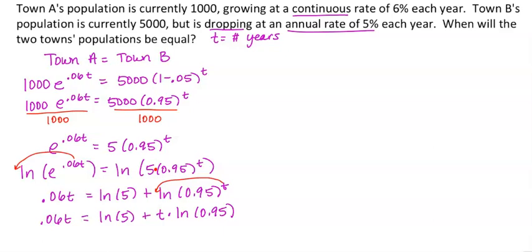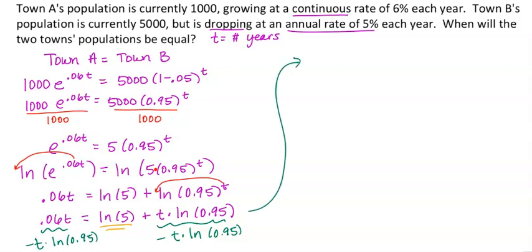So we have three terms at this point, and I want to get the terms that have a t, this one has a t and this one has a t, on one side together, and the one that does not have a t, our natural log of 5, leave that on the other side by itself. So I'm going to accomplish this by subtracting t times the natural log of 0.95 from both sides. So we now have 0.06t minus t times the natural log of 0.95 is equal to the natural log of 5.